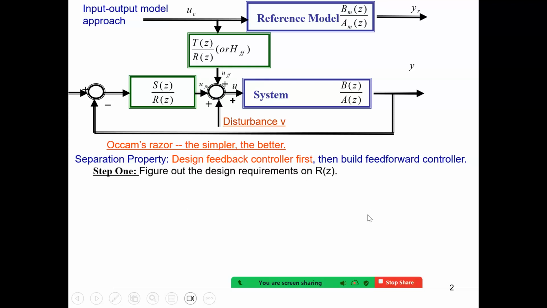Okay, first you should figure out the design requirements on R. There are two things. Whether you want to cancel out the zeros, right? If you want to cancel out the zeros, then the stable factor of these stable zeros can be included in R.